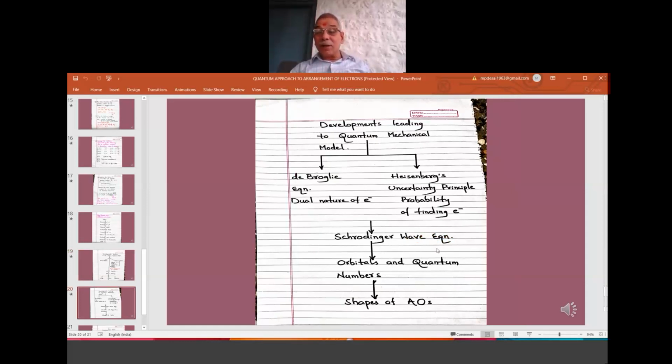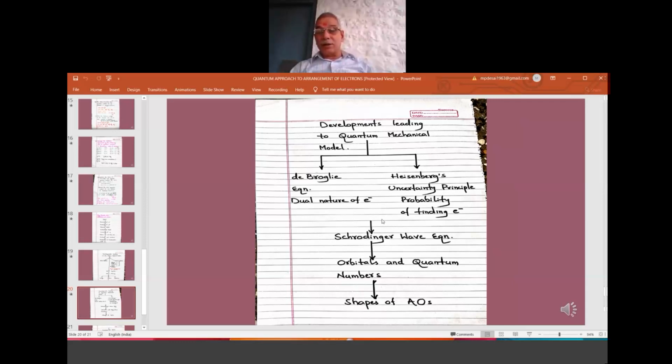Okay, quantum mechanical model. There we understood the de Broglie equation, where he said that just as light has a dual nature, in the same way matter also has a dual nature. So for the electron, we conclude that the electron too has dual nature. Then the uncertainty principle: it is impossible to find out both the position and the momentum exactly and simultaneously.